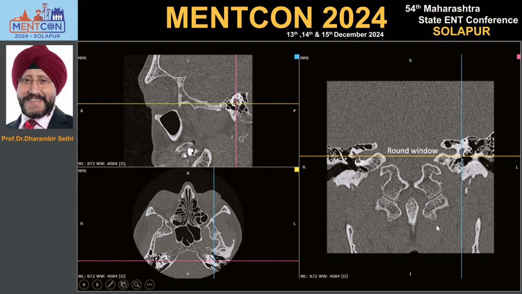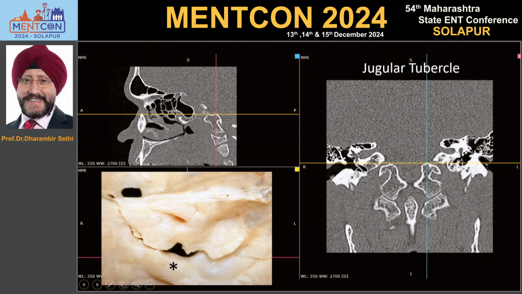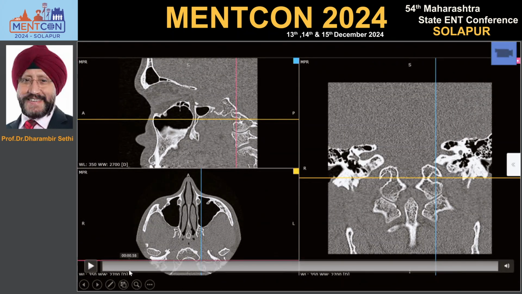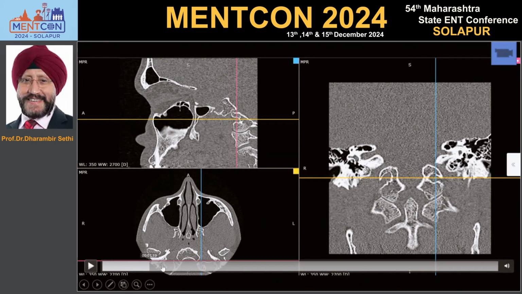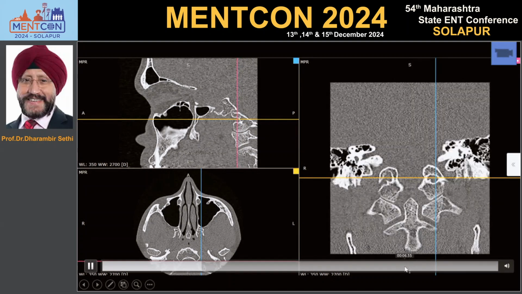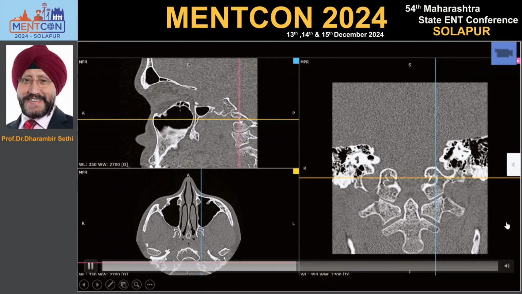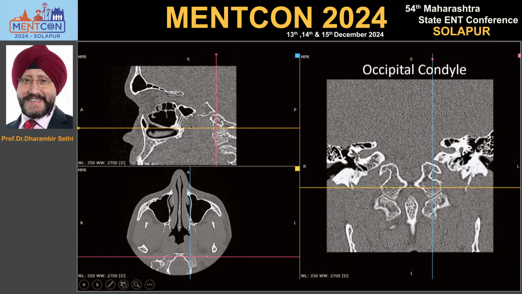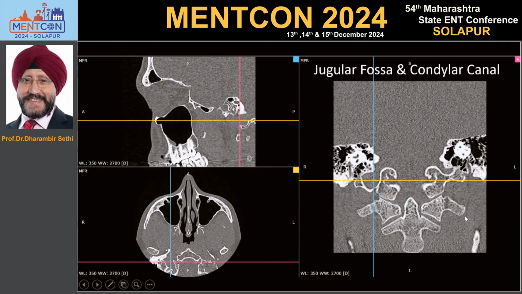All right, so I think we have done that. And this is the jugular tubercle, the 9th, 10th, and 11th nerves run from the jugular tubercle here, and that's the hypoglossal canal. You can see the hypoglossal canal. Sorry. See that? And this is the occipital condyle, that's the atlas, this is the odontoid process.